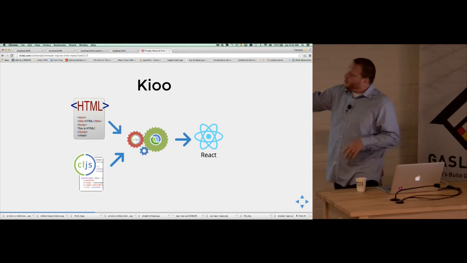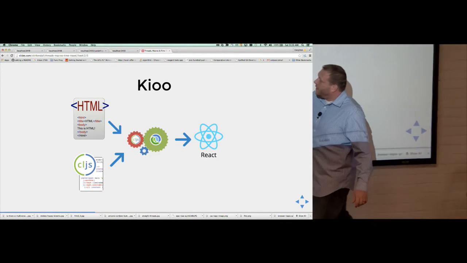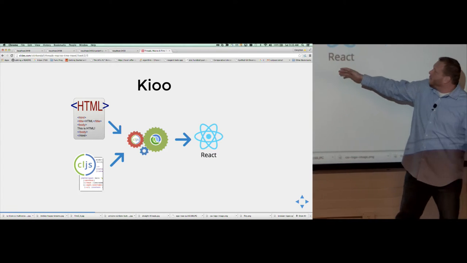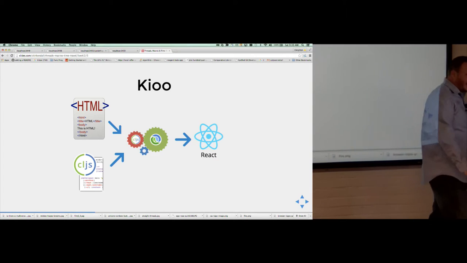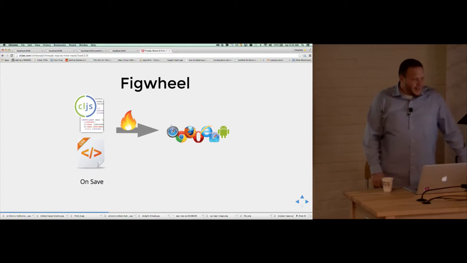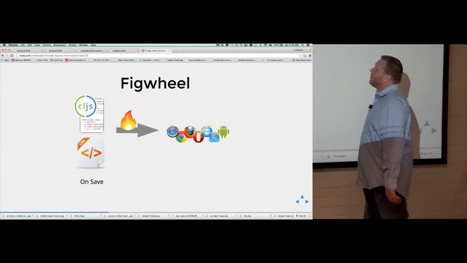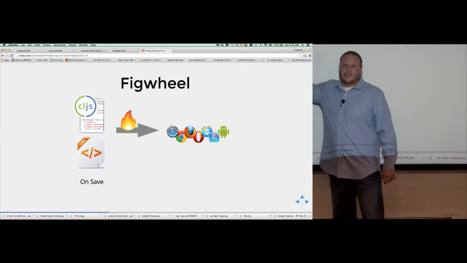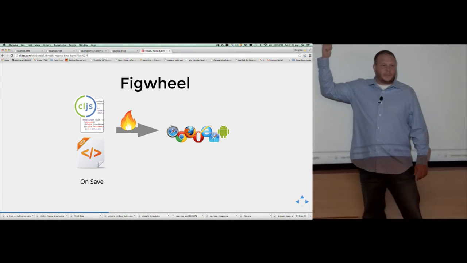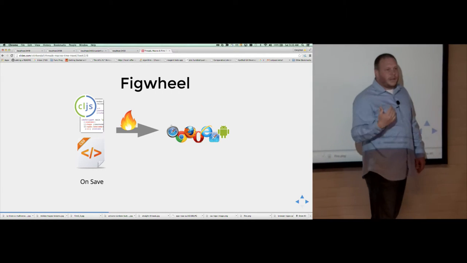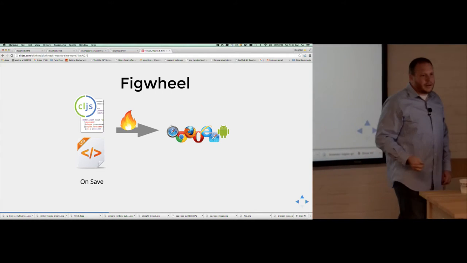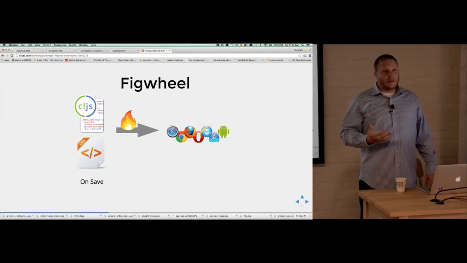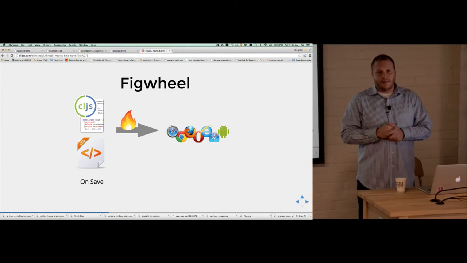So Keo takes HTML, takes our dev snippets, puts it through a little bit of Clojure, some ClojureScript, and outputs React. Figwheel actually takes our CSS and our ClojureScript, and every time we save the file, figures out how to get it back into the browser. Now, with a little bit of design knowledge of how that works, I can design an app that will actually run just fine and get updates live.